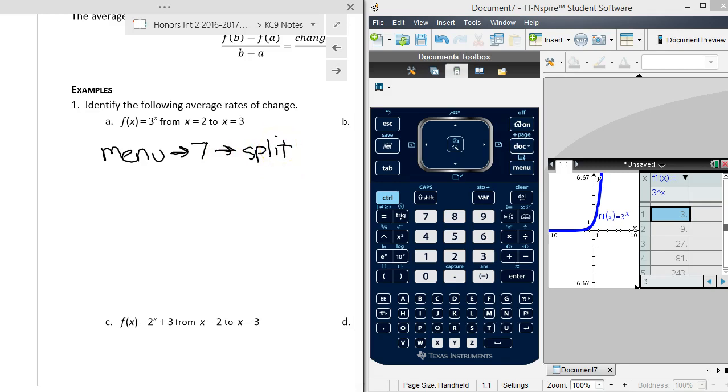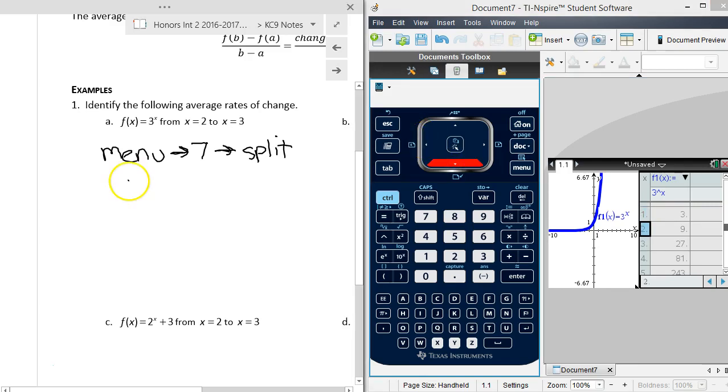This is number 1, but so I'm going from x equals 2 to x equals 3, right? My x values are over here. So at x equals 2, my value is 9. At x equals 3, my value is 27.